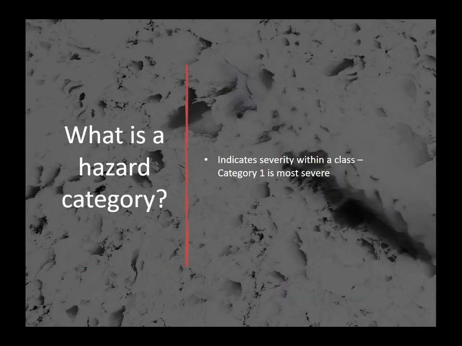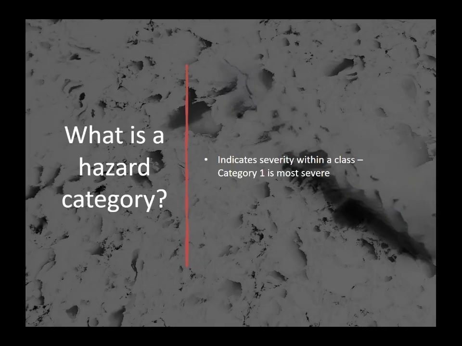Hazard categories. Once the hazard class is identified, the hazard category is assigned within that class. Categories indicate the severity of the hazard, with Category 1 representing the most severe level. For instance, within the flammable liquids class, Category 1 is for highly flammable liquids, while Category 4 is for combustible liquids with a higher flash point.